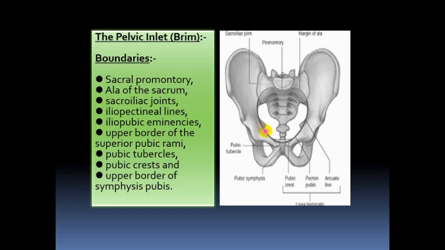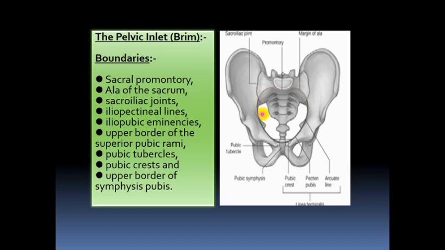The upper border of the superior pubic rami. Then the pubic tubercle. This is the pubic tubercle. The pubic crest, and the upper border of the symphysis pubis. This is an imaginary line representing the boundaries of the pelvic inlet, or the pelvic brim.